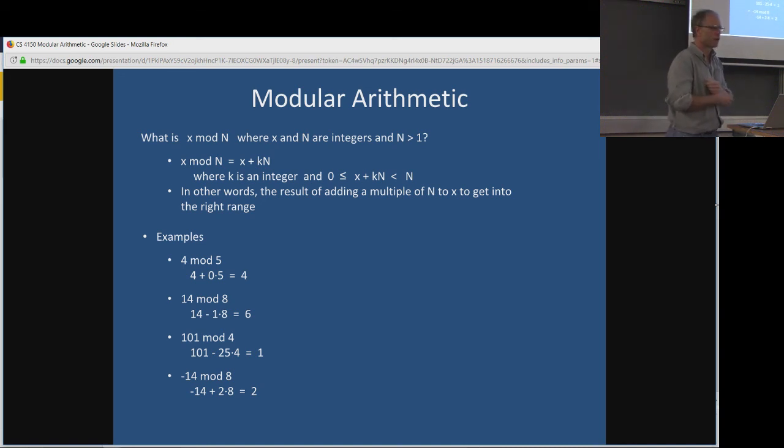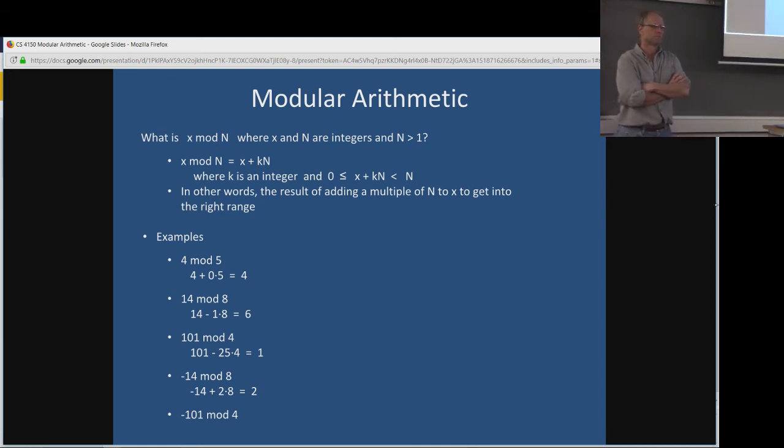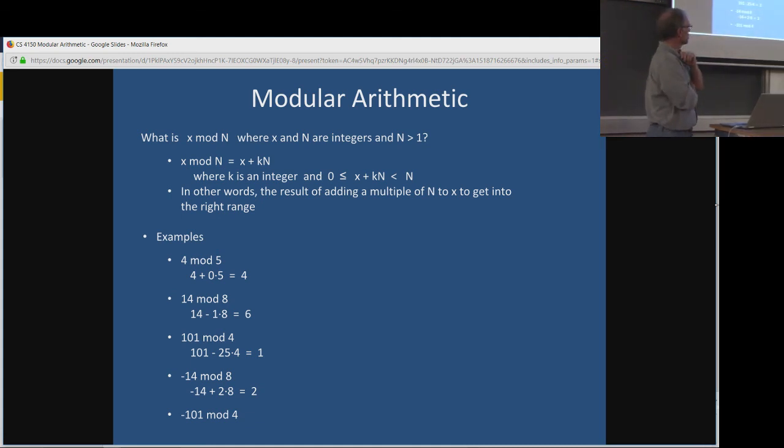Now, what's negative 101 mod 4? Could be 3. Yep, it's going to be 3. How do we know that? Yeah, 104 is a multiple of 4. By adding that, you get it into the range 0 to 3. You add 104 to negative 101, you get 3.